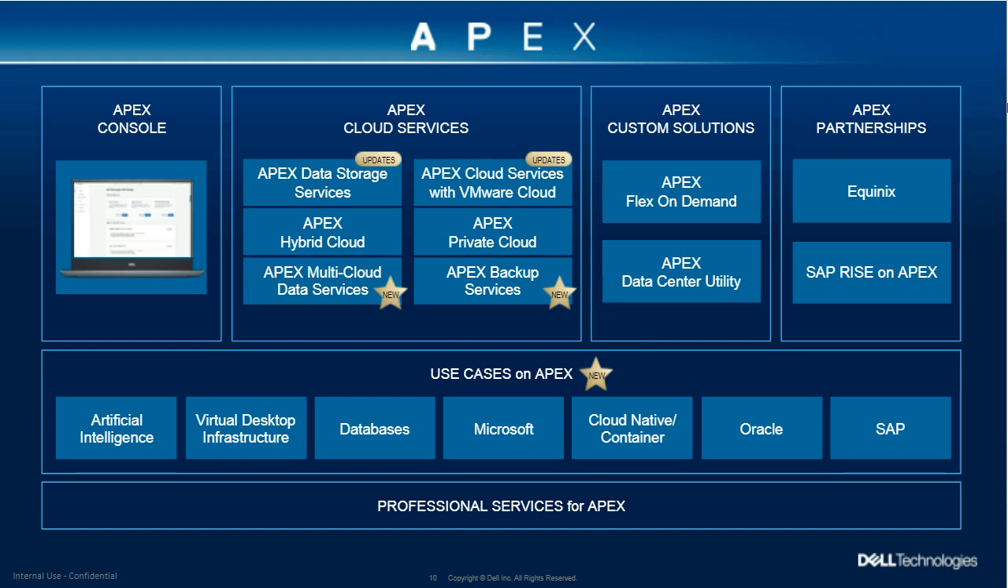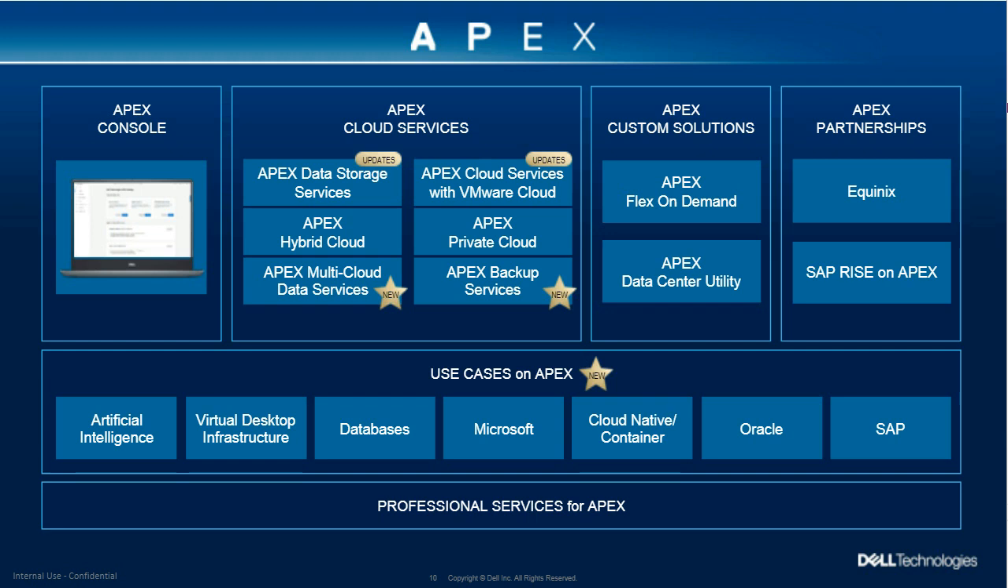but I'll highlight, in the top center left where it says Apex Cloud Services, a few of the offers. So Apex Data Storage Services: if you want to consume block storage as a service or file storage as a service, that's available right now. You can do that with Insight and Dell Technologies.